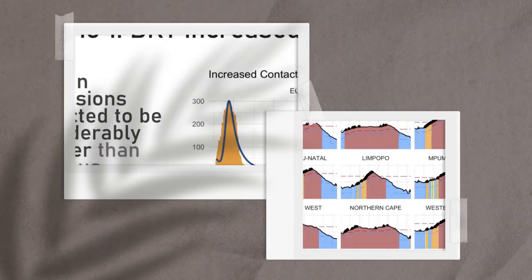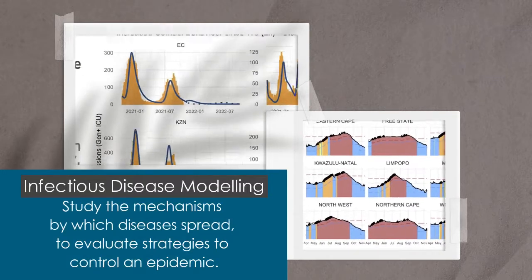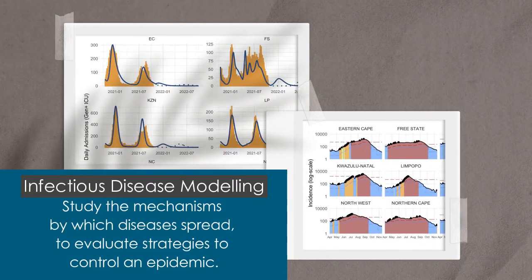So my field of research is infectious disease modeling. Now, what that means is we use mathematics to help understand how diseases behave and how they spread in a population and what we can do to control diseases. Now you think, diseases, isn't that about medicine? What does maths have to do with anything?